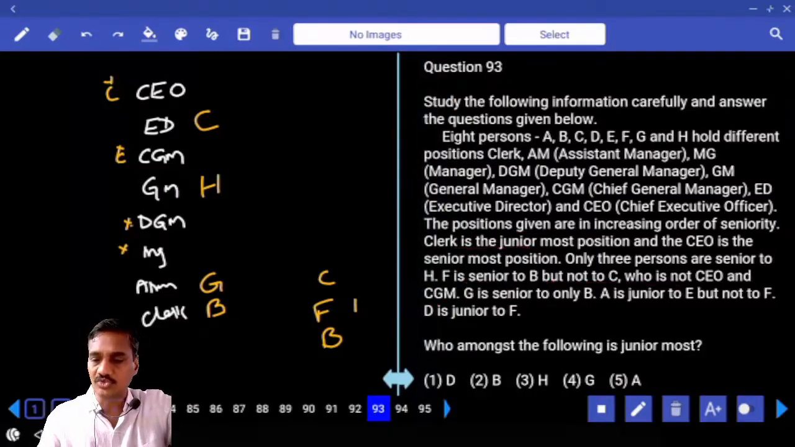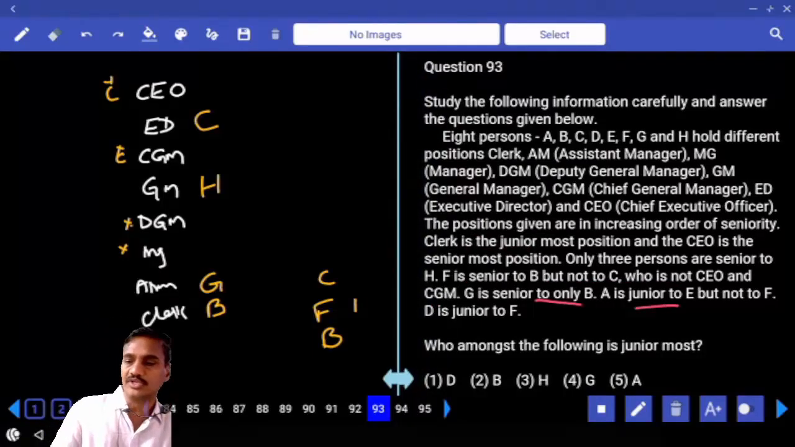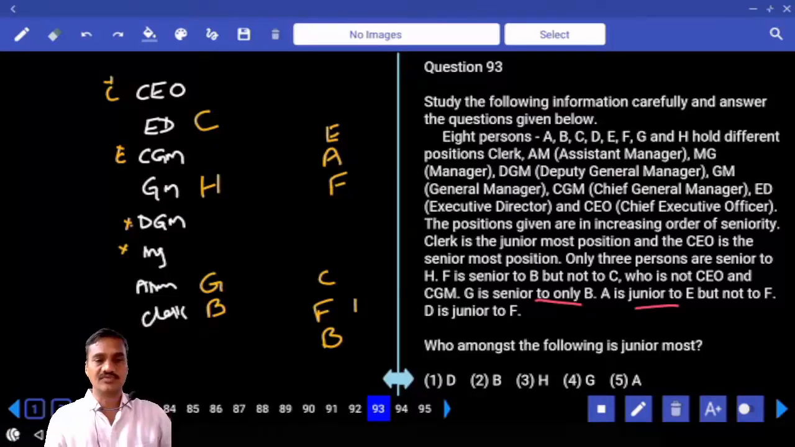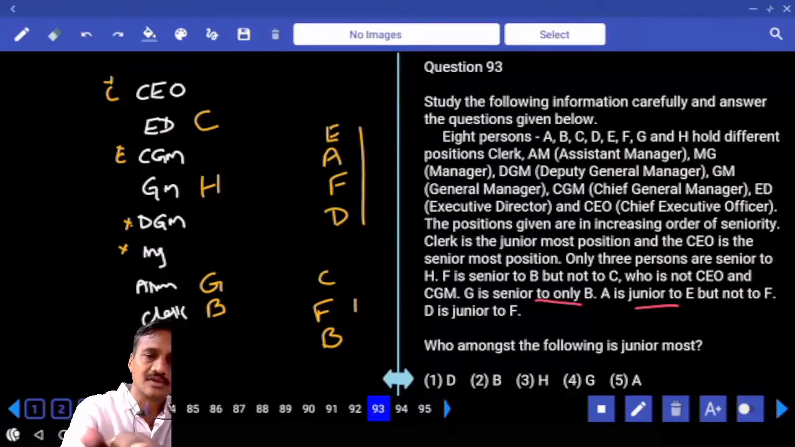G is senior to only B. A is junior to E అన్నాడు. And A is junior to E but not to F. A is junior to whom? Junior to E but senior to F. As senior to F, and D is junior to F. D is junior to F. Now the remaining 4 persons E, A, F, D must be in this order. అంతే కదా? కనుక E, this is A, and this is F, and this is D.